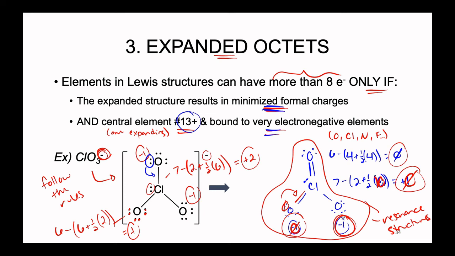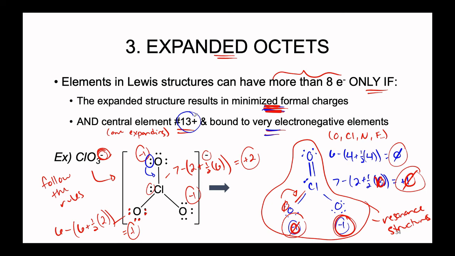All right, so this is how we can expand our octets. This is how we know we can even expand our octets. Like, what's the motivation? We want to minimize our formal charge. That is the primary motivator. If we can minimize formal charge even more than our base Lewis structure, this is going to be the reason why we're going to try and expand an octet.